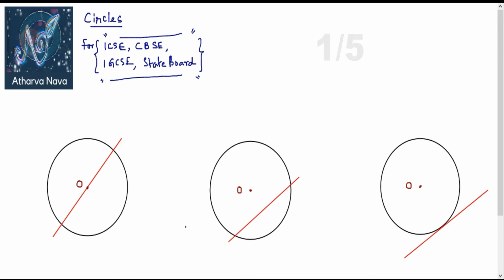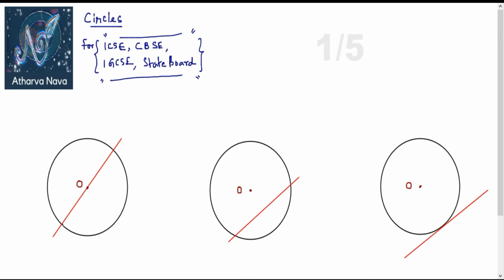Now you can find 3 circles on the board where O is the center of all the 3 circles, and there are 3 lines available which are red in color. The straight lines here can intersect the circle in any of 3 possible ways. Intersect means to touch the circle or to cross the circle, okay? Based on how it is intersecting the circle, we decide its name.